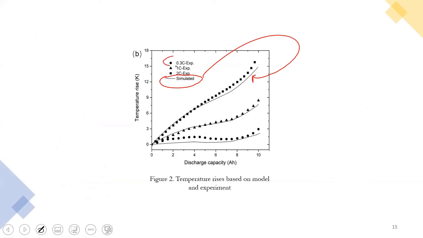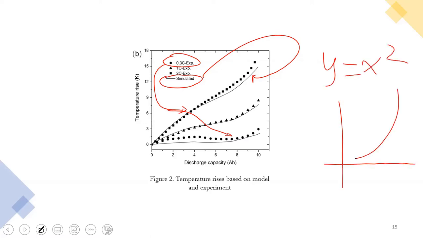Then you use dots for experimental data. The reason is when you do the measurement, you cannot measure at every data point, right? You cannot have a continuous curve. But when you do calculation, it is an equation, for example, y equals x squared. When you plot it, it looks like that.